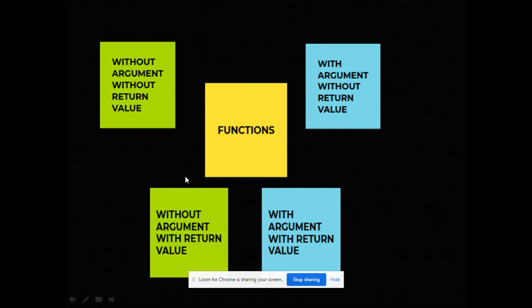And then what are the different function types we have seen? Without argument and without return value, without argument and with return value, with argument without return value, and with argument and with return value. All these 4 types of functions we have seen with an example.